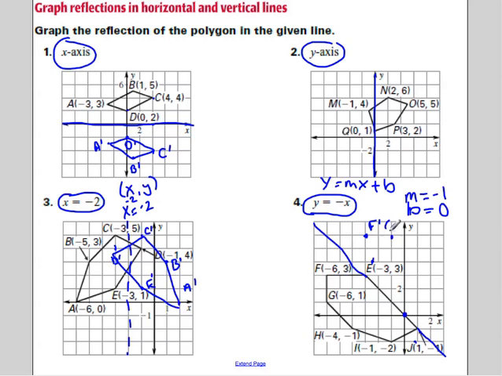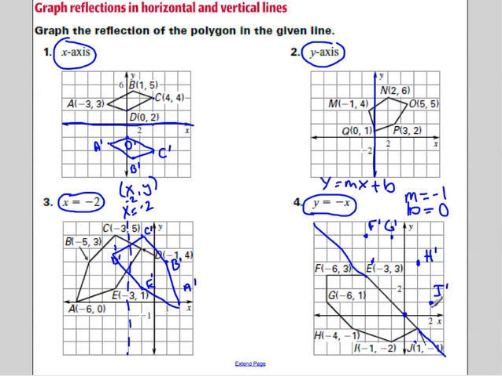This is G prime. H prime, it doesn't matter if you go up or go over, so I'll just go over 1, 2, 3, 4, 5, and we go up 1, 2, 3, 4, 5. It just has to be a 90-degree angle with what you're working on. The last one is I. I'll go up 1, 2, 3, 1, 2, 3 at a 90-degree angle.